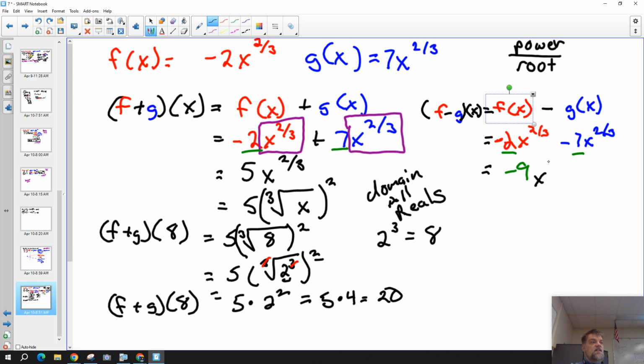X to the 2/3. So then this is 9 cube root of x squared. The domain is all real numbers, because odd roots don't really matter.